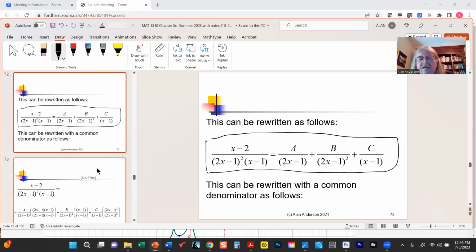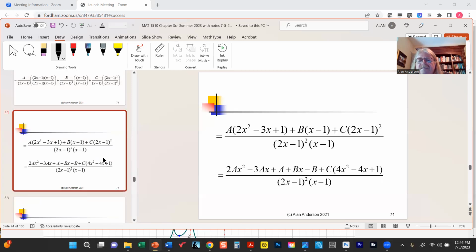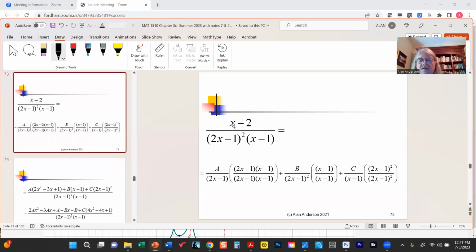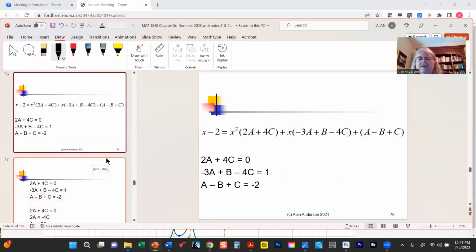So let's try it. We need a common denominator. So here a will have 2x minus 1, x minus 1. B will need just x minus 1. And c needs 2x minus 1 squared. So you multiply through all of that, and we know how to do this now. Here's all the steps. And then we'll consolidate all the like terms and set them equal to the left-hand side, which is x minus 2, which you'll see right here.